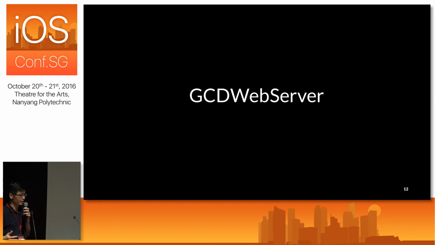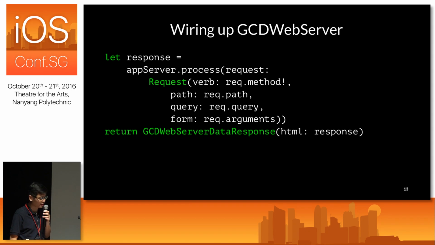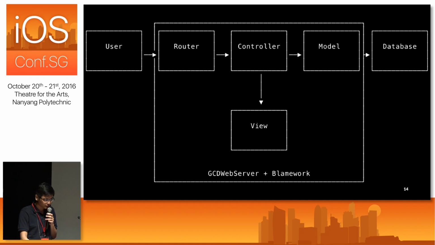This is supposed to be server-side Swift, but I'm using this CocoaPod called GCDWebServer. It's a very nice web server. So what happens is that I have outsourced the most difficult part of a web application framework. I don't have to build a standards-based web server. This is how I wire up GCDWebServer. I basically forward all the requests over to Blamework, wrap it with a request struct. So this is what happens. The primary four components are being handled by GCDWebServer and Blamework.